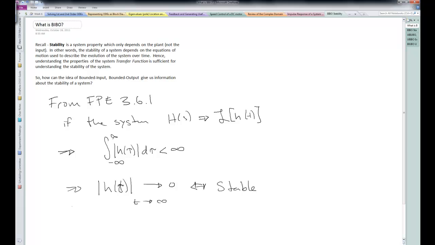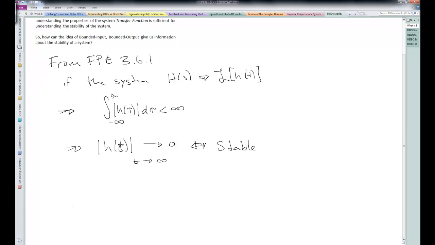So really, you can think of BIBO stability as a way to test. So bounded input, bounded output stability is a test for stability. All right. Another way to say that is it's a necessary condition for stability.